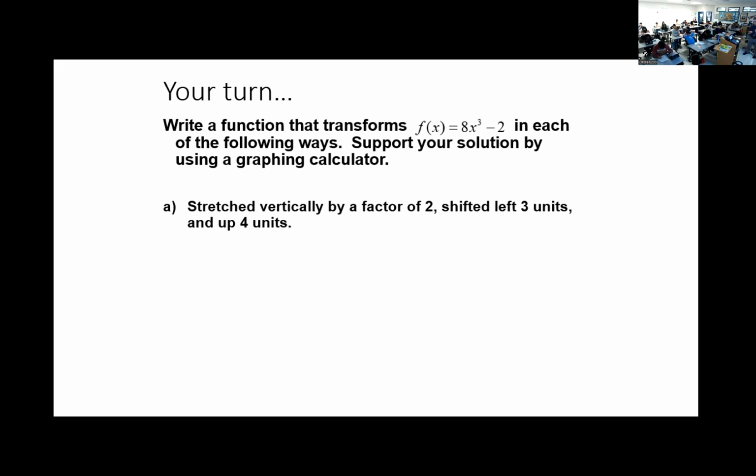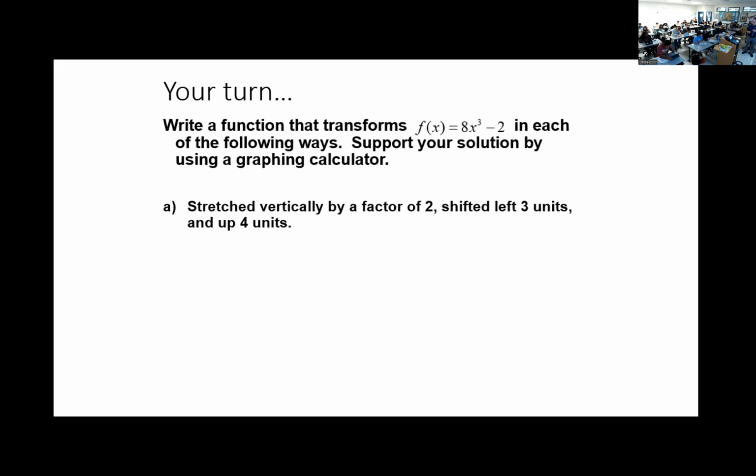So for this one, let me give you the first 2 steps here. Here I've got my f of x is 8x cubed minus 2. I want to stretch vertically by a factor of 2. So I'm going to take all of f of x and multiply it by 2. So I'm going to put the 2 in front of f of x. I want to shift to the left 3 units. That is changing my x value inside the function. And I'm going to shift it to the left 3 units, which means h is -3. So it's going to be x plus 3.